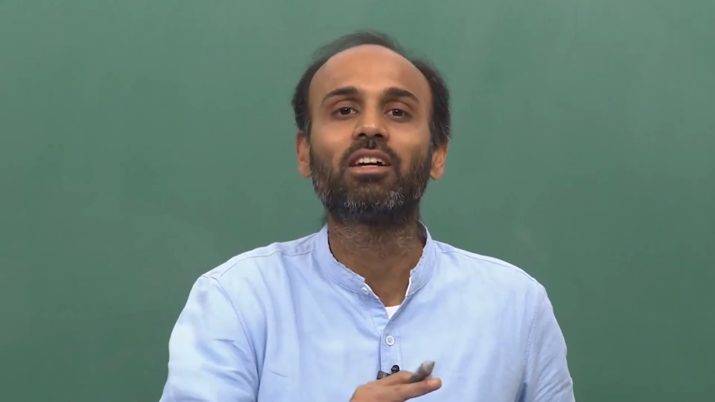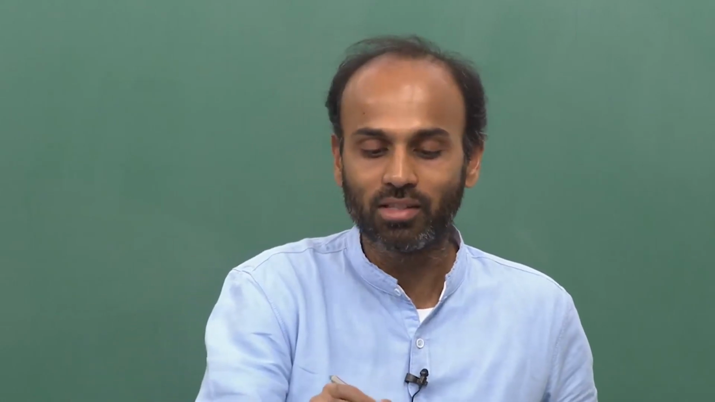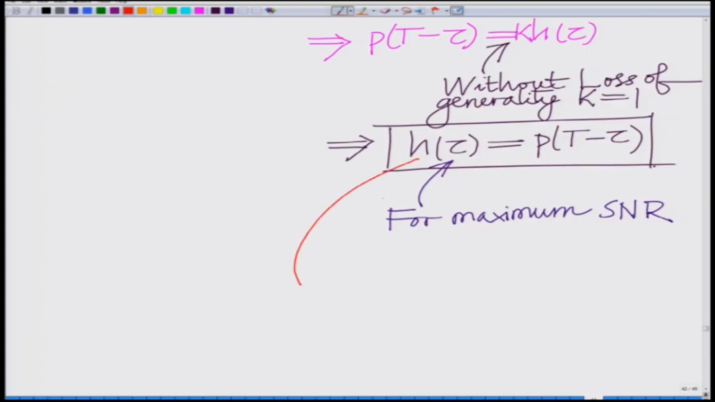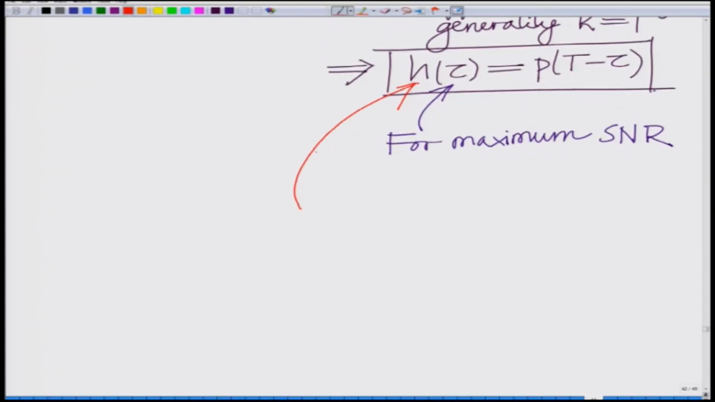So, if you have pulse pt, the impulse response h tau, or if you have pulse p tau, the impulse response h tau is p capital T minus tau. So, in that sense the impulse response of the filter h has to be matched to that of the pulse shaping filter. Therefore, this is termed as a matched filter. So, you can see the impulse response is matched to the pulse shaping filter.